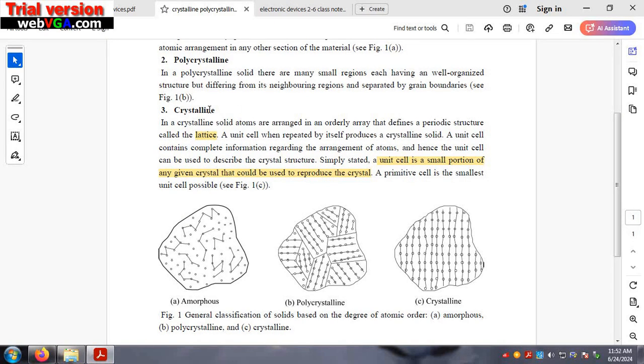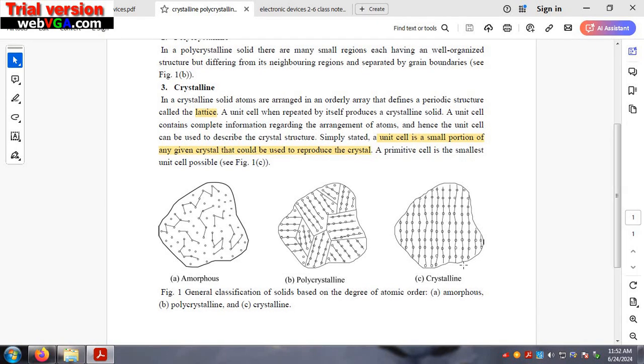Now lastly, the crystalline structure. In the crystalline structure, you find that the atoms inside the crystal are arranged in a defined periodic structure, and that particular crystalline structure is called a lattice. So figure 3 is the crystalline structure of the material. Depending on atomic arrangement, these three classifications are made.